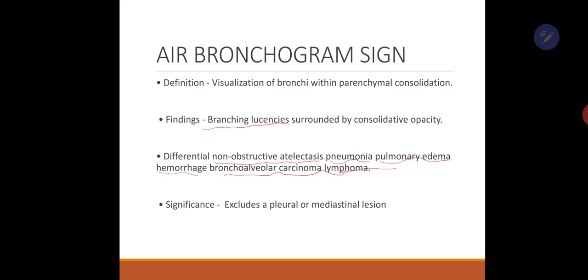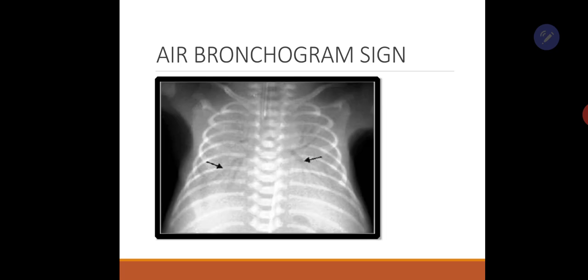And what is the significance of air bronchogram sign? Okay, if the air bronchogram sign is present, you can exclude a pleural or mediastinal lesion. So this is the importance of air bronchogram sign, and these are the differentials, the conditions where air bronchogram sign is seen. So I think it is clear how air bronchogram sign looks like.